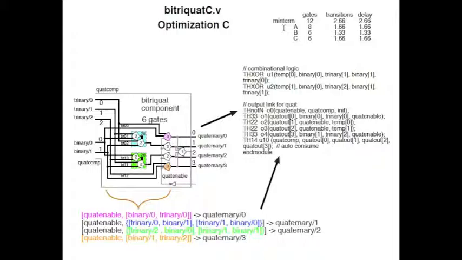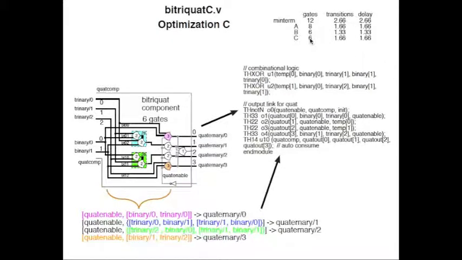Now, up here we have a little table that compares the versions. We have the minterm, the A, B, and C optimization. So we see that B has the fewest number of gates. It also has the fewest number of transitions on average and the shortest delay through the circuit on average. So in this case it might be the optimal circuit.